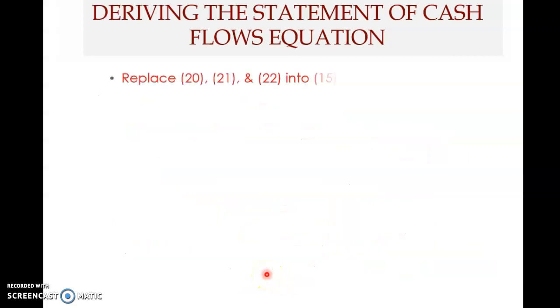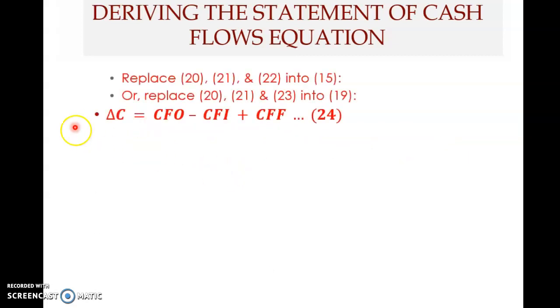All right. Now we can say the right hand side, we can replace all the long equation into these 3 components. So we can say that change in cash must be a result of cash flow from operating activity minus, note this, minus, not plus, cash flow from investment activity plus cash flow from financing activity. Okay, so that's the brief statement of cash flow equation.